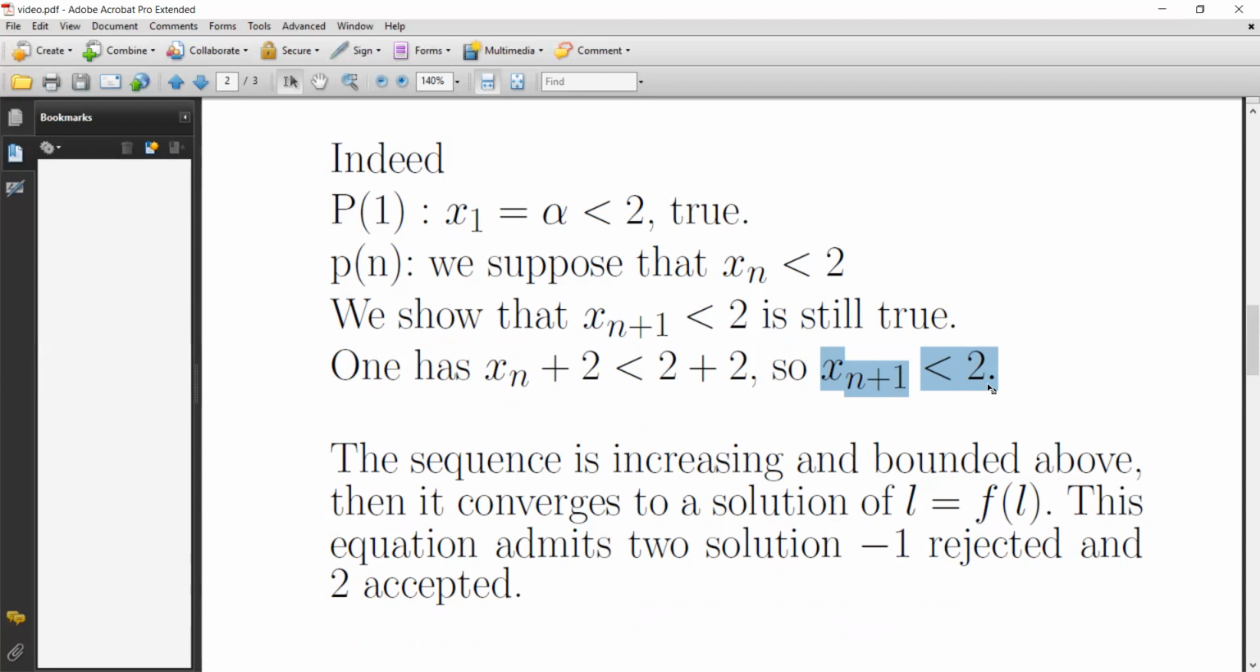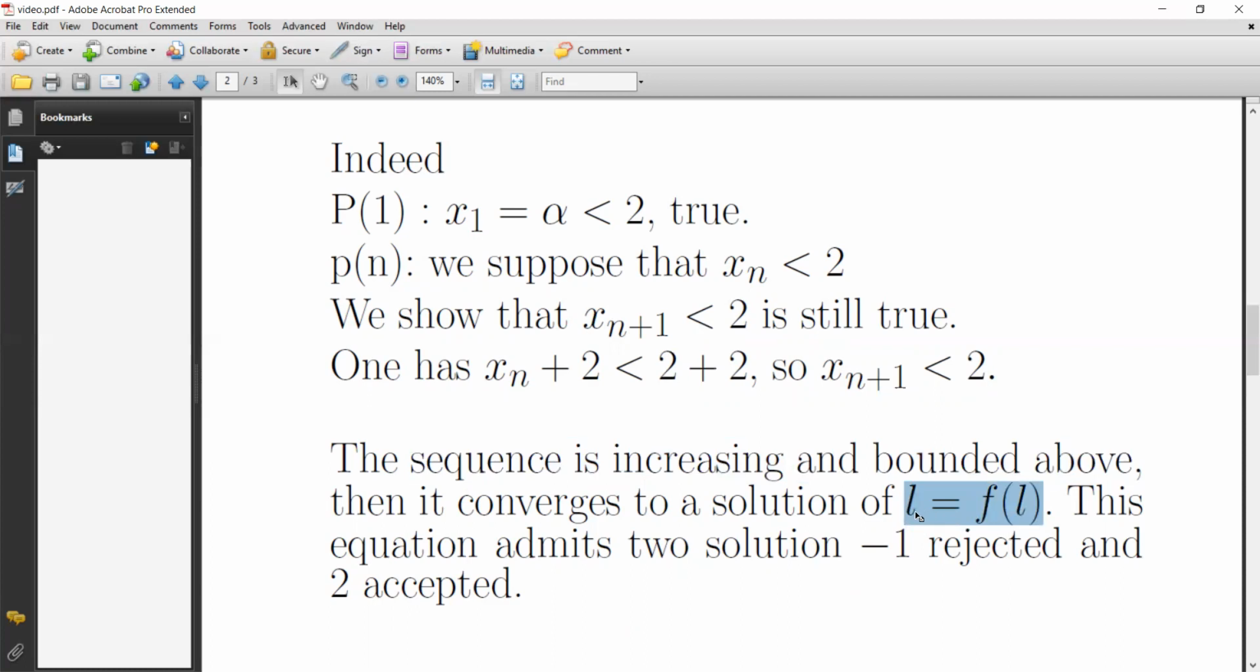We have a theorem, or a corollary, which says that if we have a sequence which is monotone and bounded, this sequence is convergent. In this case, we have a sequence which is increasing and bounded above. So it converges to a solution of the equation L equals f of L.